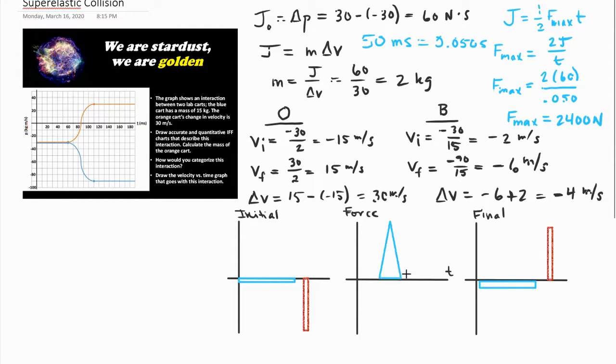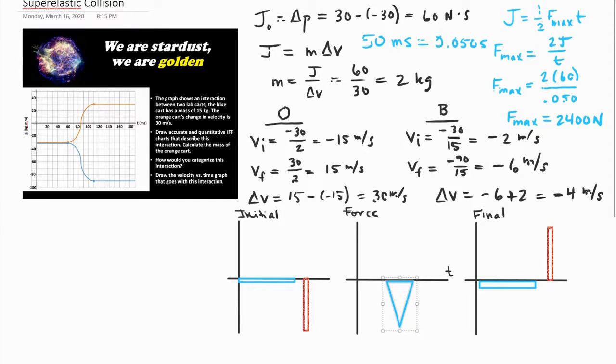Let's see, does the blue one go up here? No, I don't think it does. I think the blue one goes down here. Okay, so I'm still learning OneNote here. Yes, the blue triangle's got to go down here because the change in momentum for the blue cart was negative.